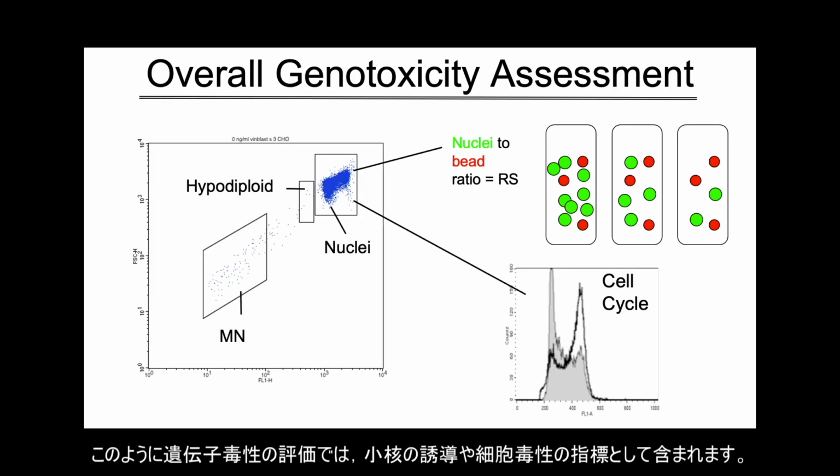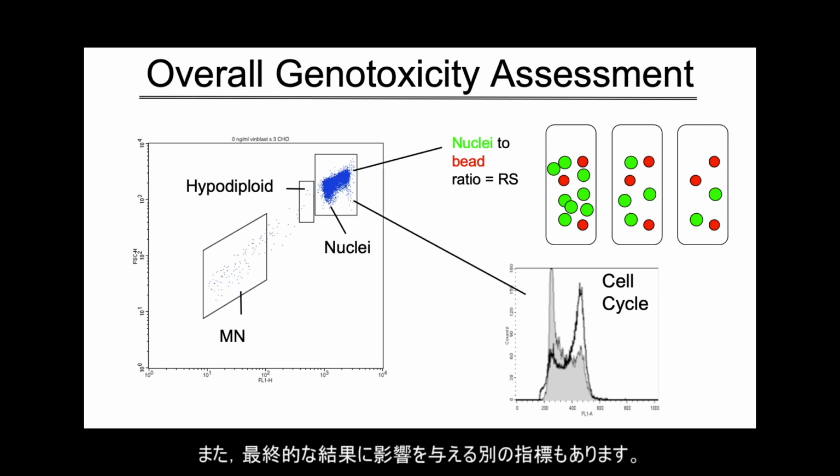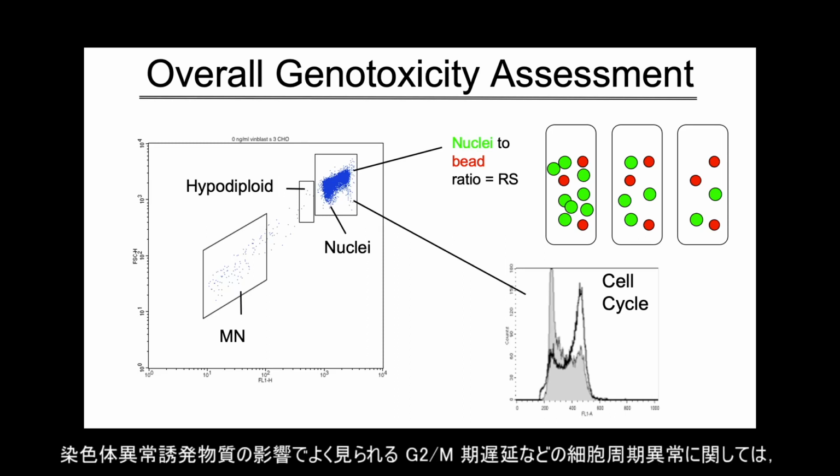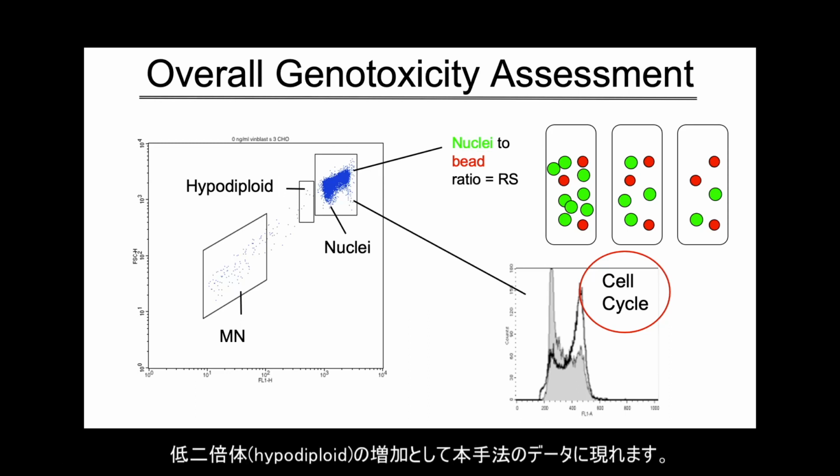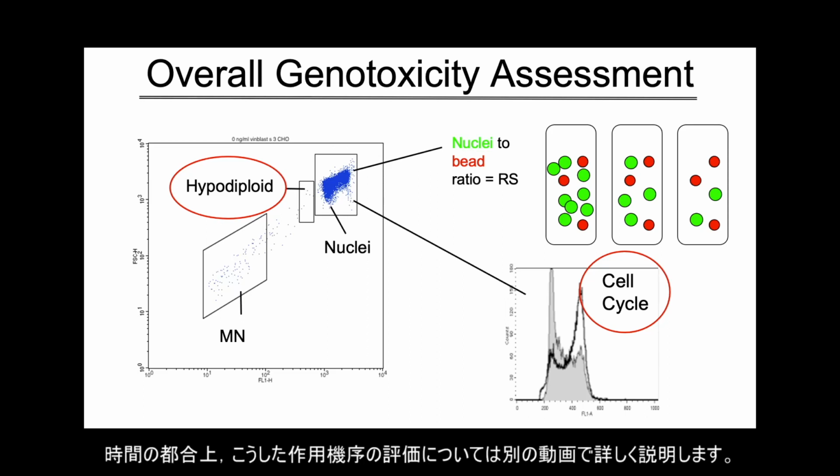Collectively, the overall evaluation of genotoxicity in each sample includes not only the induction of micronuclei and the indicator of cytotoxicity I just described, but we also have other indicators that can be used to flag certain conditions that may contribute to the final outcome. Information on cell cycle, such as a G2M delay one often sees with clastogens, can be obtained from our method, along with certain indicators of genotoxic mode of action, such as an increase in hypodiploidy. All of this information is obtained simultaneously in each sample analysis. In the interest of time, I will discuss this and other mode of action assessments in more detail in subsequent videos.